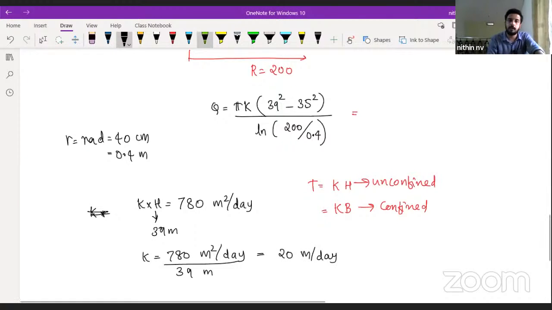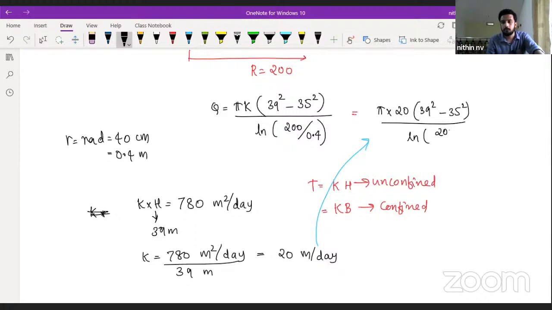Now substitute back. Pi into 20. I'm not calculating this value, I'm just keeping it as it is, divided by natural logarithm 200 divided by 0.4. Somewhere you will see the equation with 2.303 log. Natural logarithm ln x is equal to 2.303 log x. So somewhere you will see 2.303 log. Same equation only, don't confuse. Don't get confused in the examination hall or whenever you are preparing.